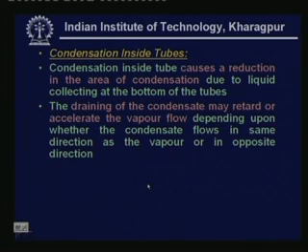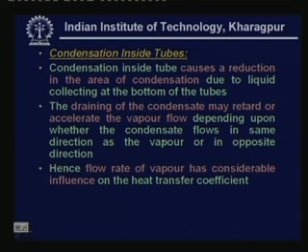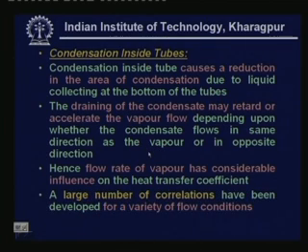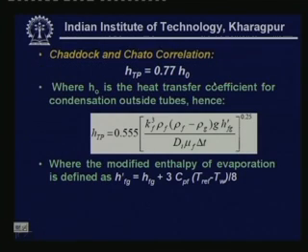And the draining of the condensate may retard or accelerate the vapor flow depending upon whether the condensate flows in the same direction as the vapor or in the opposite direction. That means when the condensate and vapor are flowing in the same direction, then the vapor flow gets accelerated, whereas if they are flowing in the opposite direction, the vapor flow gets retarded, and this also has an effect on the heat transfer coefficient. Hence, the flow rate of vapor has considerable influence on the heat transfer coefficient. A large number of correlations have been developed for a variety of flow conditions, and I will show you here one of the simplest correlations.